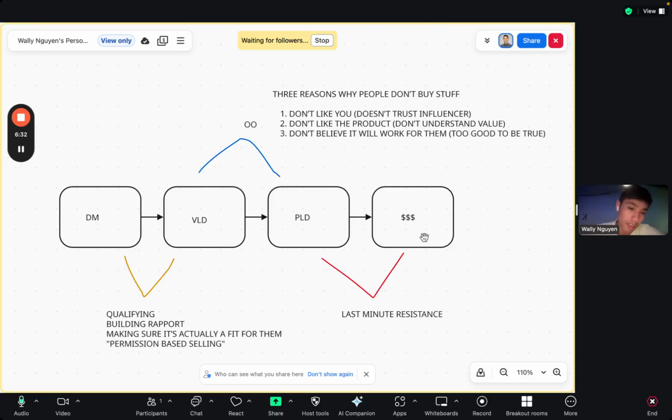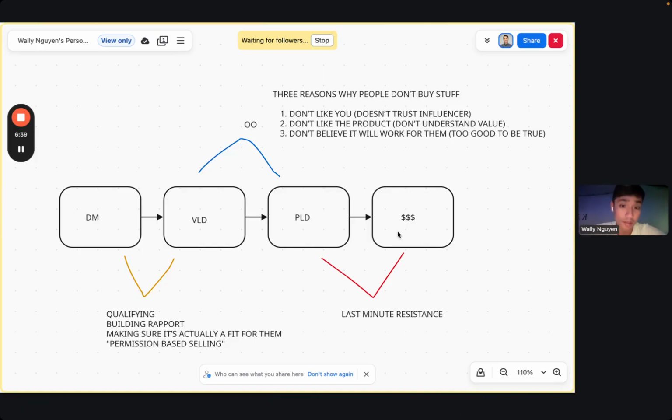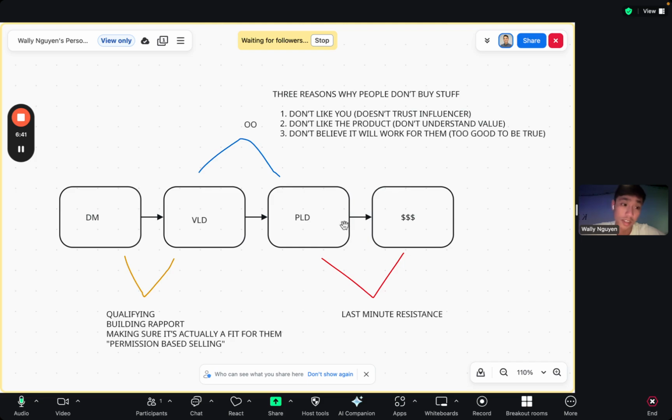Then, the payment link. Between the payment link and the money, sometimes this happens immediately. We drop the payment link, they buy. It's fantastic. There are other times where they don't take action immediately after we drop the payment link.